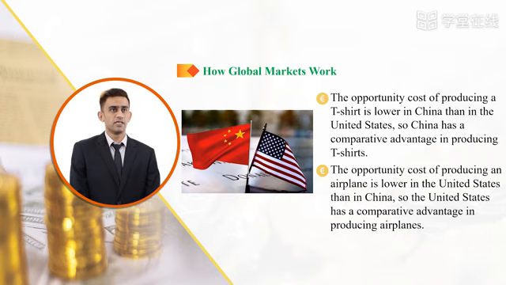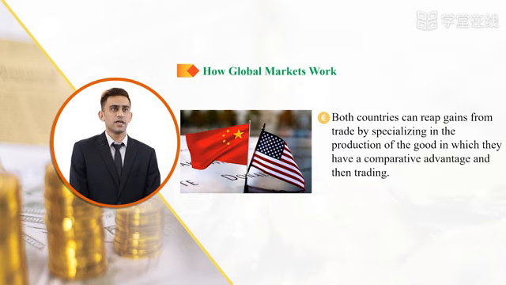China can buy airplanes from the US at a lower opportunity cost than that at which Chinese firms can produce them. And Americans can buy t-shirts from China for a lower opportunity cost than that at which US firms can produce them. Also, through international trade, Chinese producers can get high prices for their t-shirts and Boeing can sell airplanes for higher prices. Both countries gain from international trade.